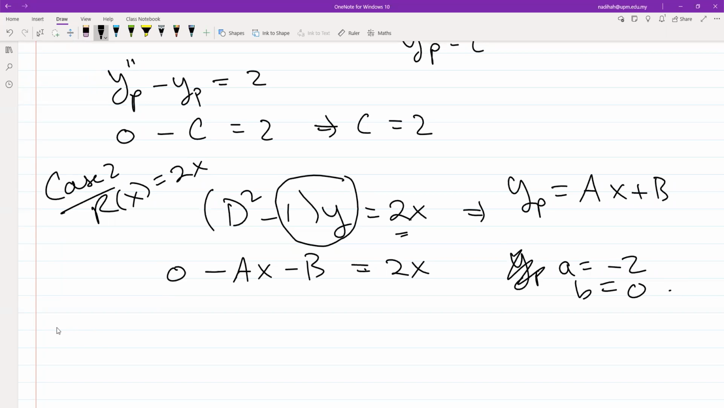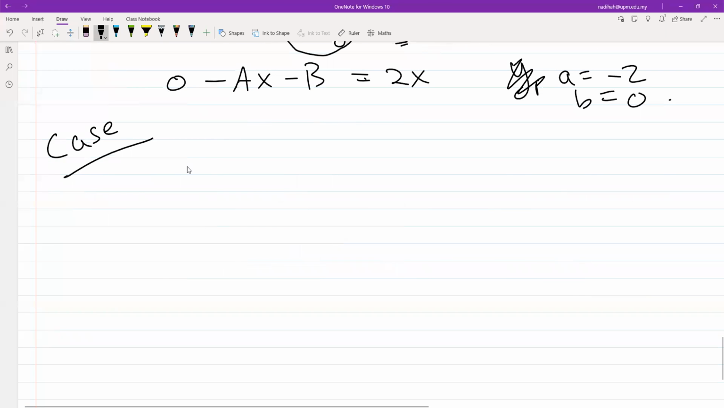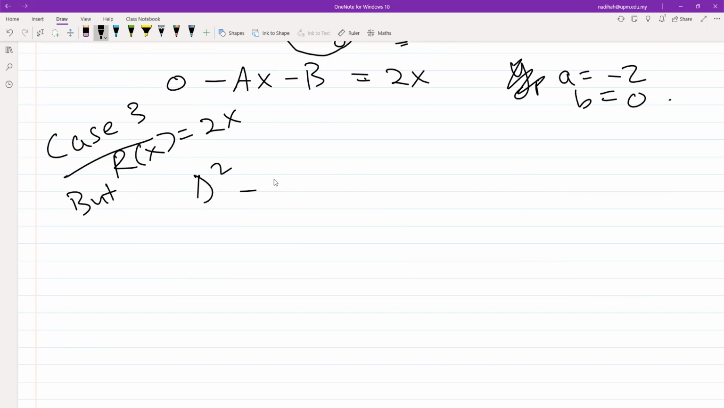Okay, terima kasih. Sama. Last sekali, saya nak ni sebab saya takut awak terlepas. Sebab tadi saya padam apa ni? Ada yang saya padam, ada yang saya tak. Case yang ketiga. Okay, let's say Rx sama dengan 2x, tapi we have d squared minus d of y equals to 2x.